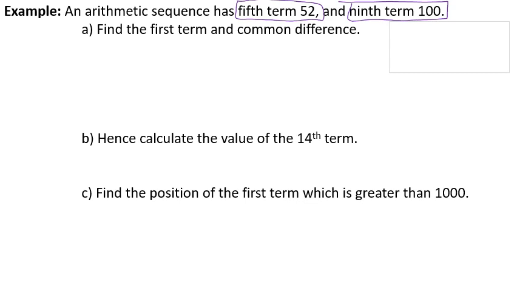Well, the best way is to make use of our notation. The 5th term is 52. We can write that literally as U5 equals 52. And we can do the same thing with the 9th term, U9 equals 100. And of course, we know we'll be making use of our nth term formula, Un, so I'm going to write it down right at the very beginning.